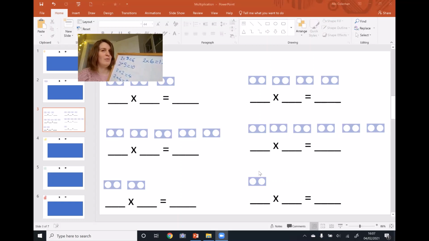Oh, bit tricky, that one. So what have we got there? We've got the number 2. How many number 2s have we got? Well done if you said times 1, because we've got the number 2 one time. Let's have a look. 1, 2. Answer's 2, because there are 2 1s, 1, 2.